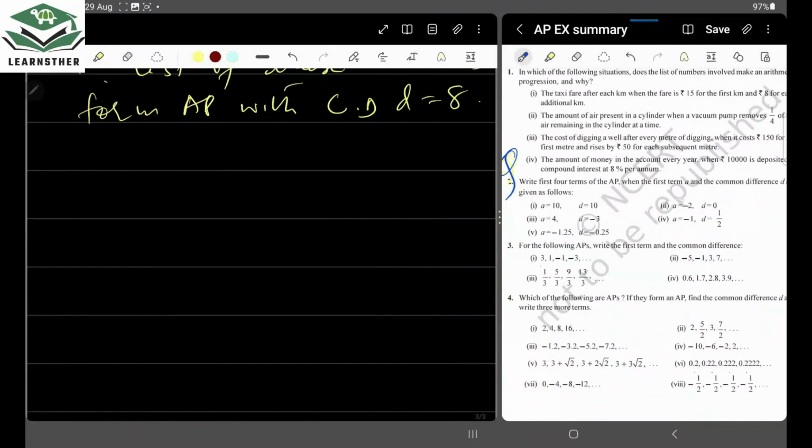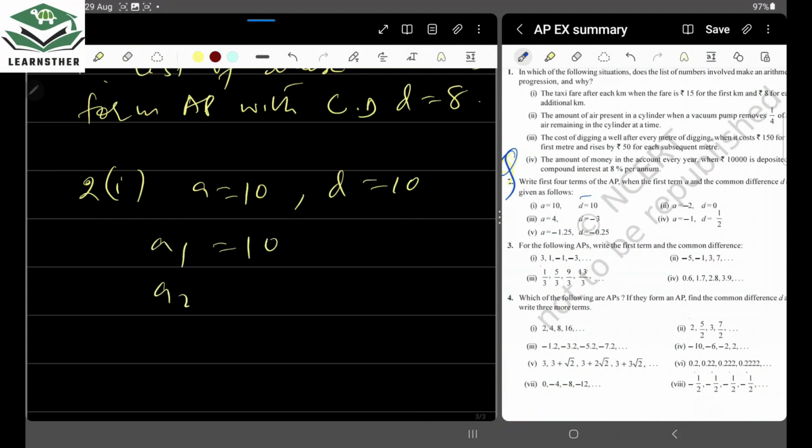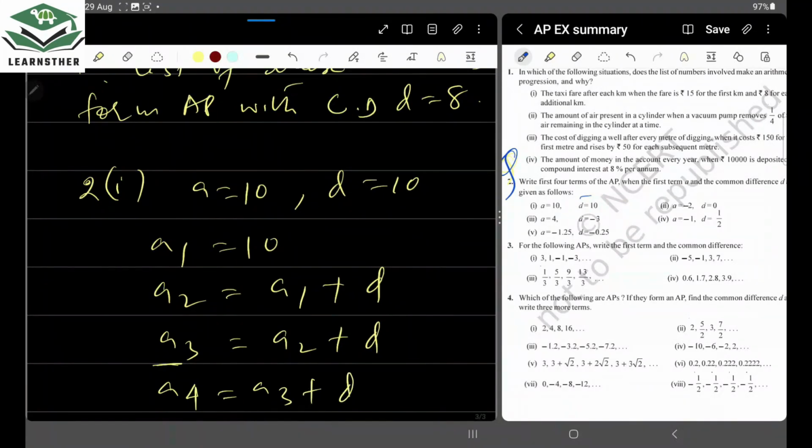Write first 4 terms of the AP when the first term A and the common difference D are given as follows. We have already discussed that if we know the first term and common difference, we can find out any term. Okay. We have to write first 4 terms here. First question, A is equal to 10, D is equal to 10. You already know first term is A1, 10, A2 is A1 plus D. A3 is A2 plus D. A4 is previous term plus common difference.